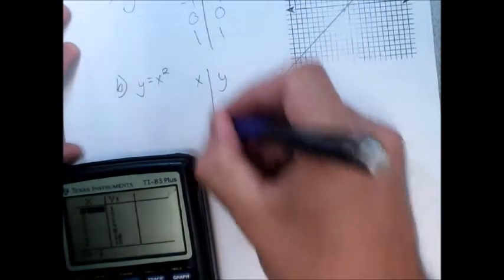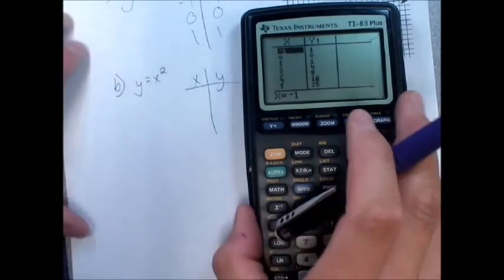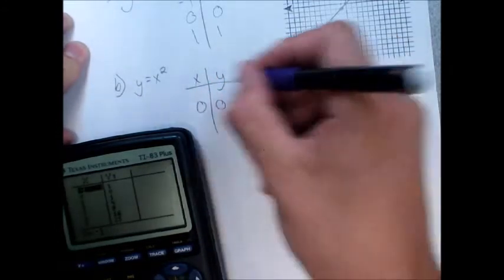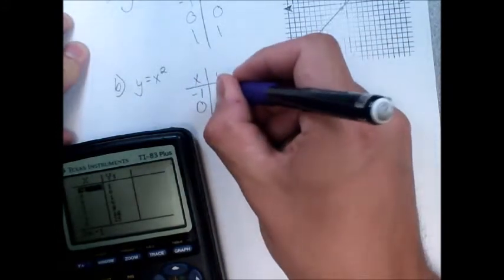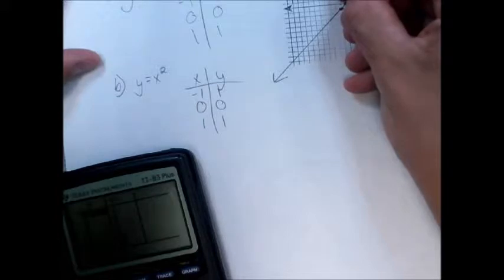I'm going to start an X and Y chart. I only need 3 points, so again, I'm going to use negative 1, 0, and 1 since my vertex is at 0, 0. Negative 1, 1, positive 1, 1. I'm going to plot the first point. Negative 1, comma 1 is right here. 0, 0 is again at the origin. And then 1, comma 1 is right there.